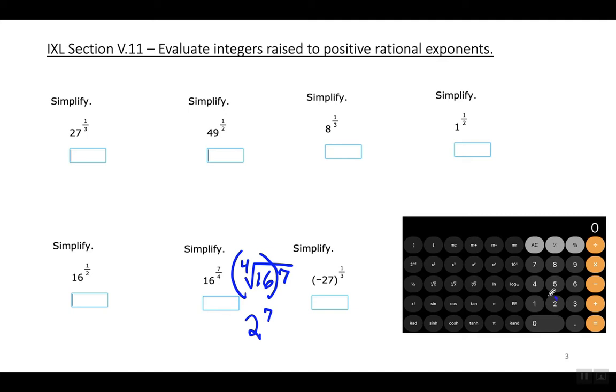In your calculator, you would put 2, then you hit this button, then you hit 7, and then you hit equals. Let me get my calculator. Sorry, let me log into my phone. Alright, so 2 to the 7th power will give you 128. Alright, and then this one right here, you got to get the cube root of negative 27. That would be negative 3.